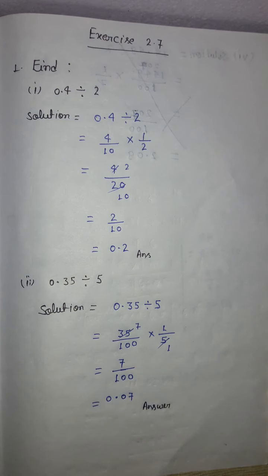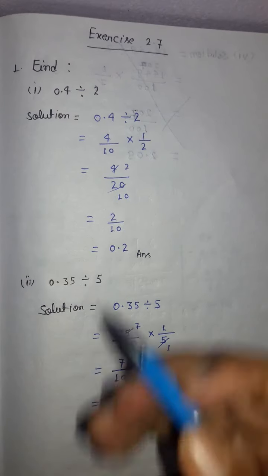2.6 was based on the multiplication of decimal numbers. We learned there how we can multiply decimal numbers. Today we will learn the division of decimal numbers. Now see the first question.